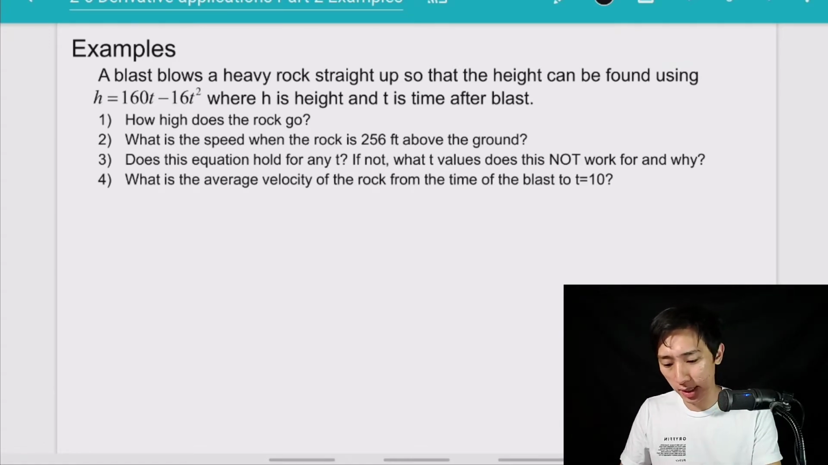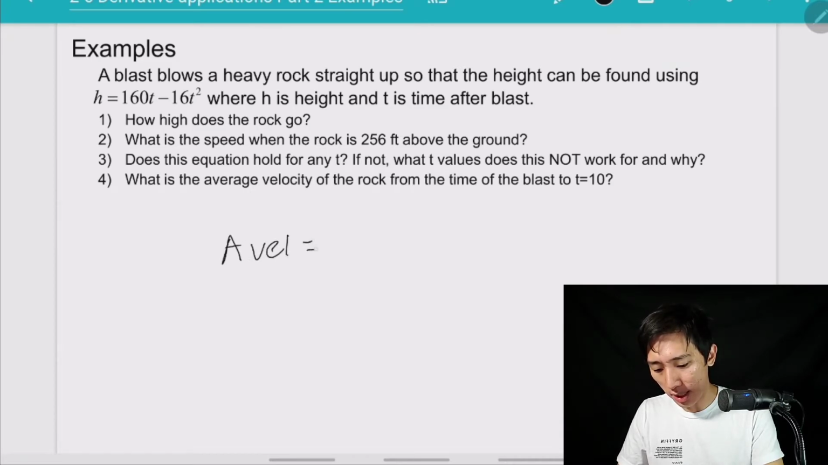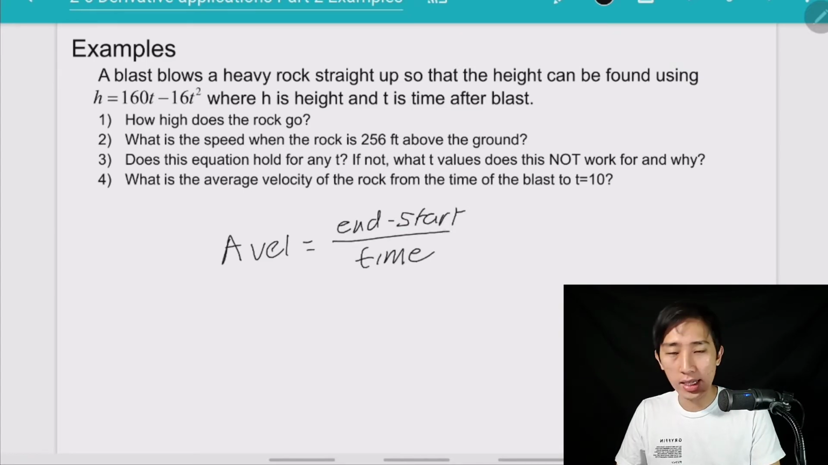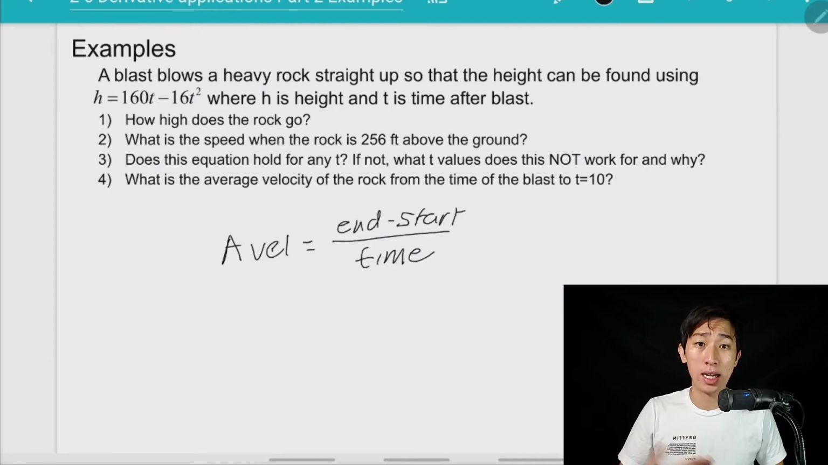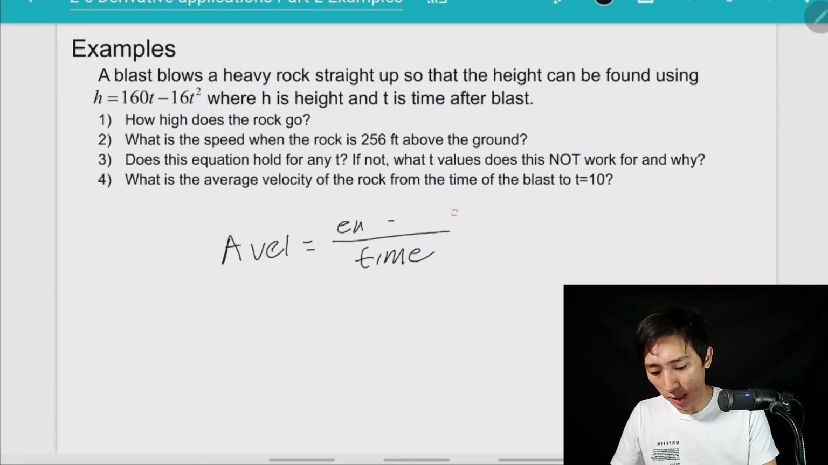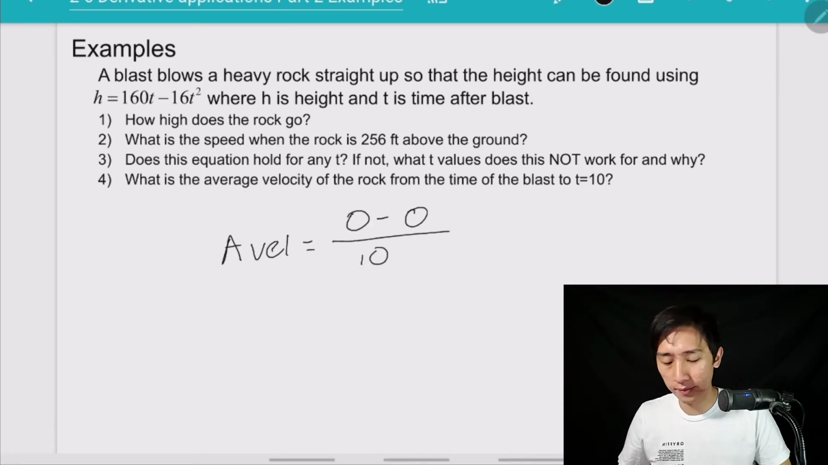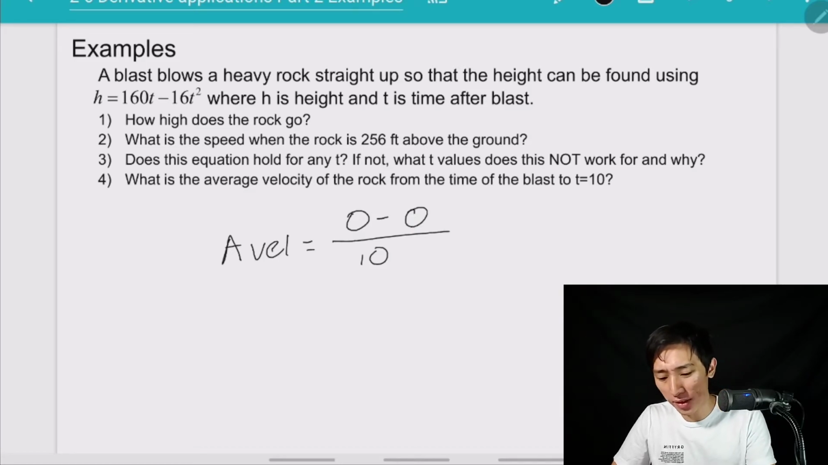Basically, average velocity is equal to end minus start, all divided by time. And in this case, the context is position minus position divided by time. My starting position was 0. At t equals 10, it's 0. And the time it took was 10. So my average velocity is 0.